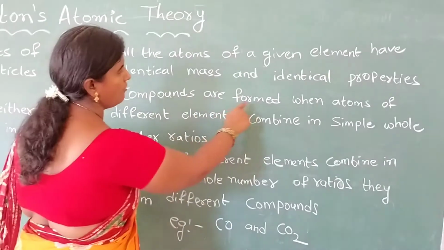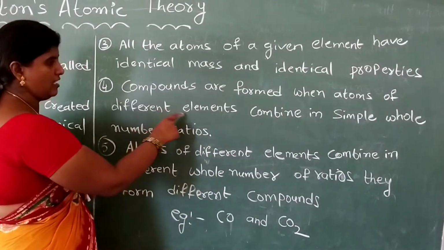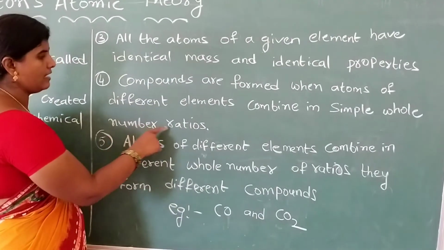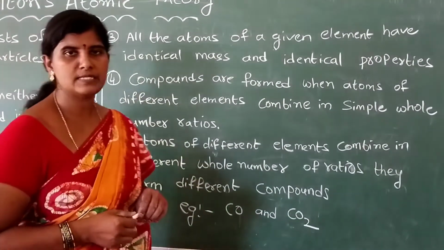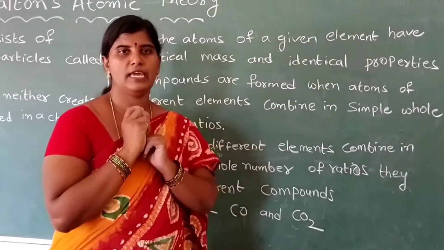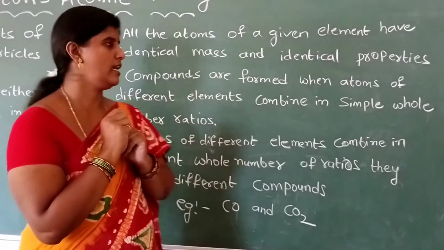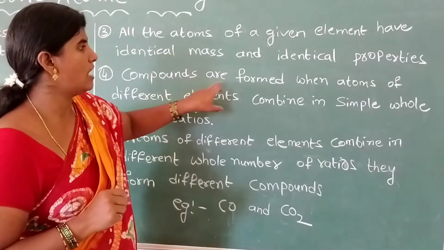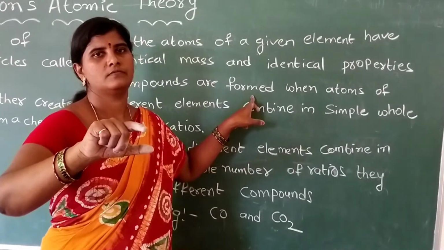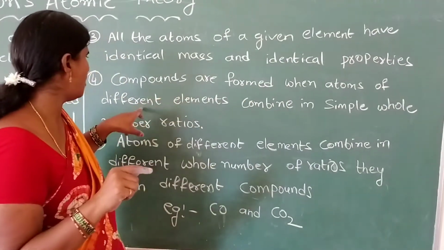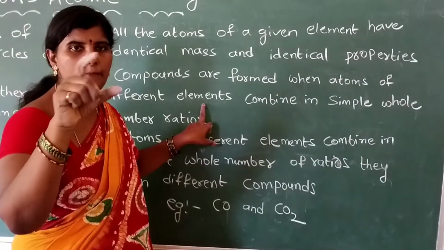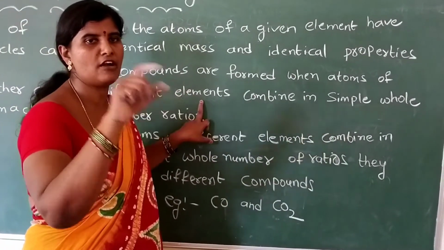Next, the fourth point. Compounds are formed when the atoms of different elements combine in simple whole number ratios. What is meant by a compound? A group of elements forms a compound. Compounds are formed when atoms of different elements, not a single element, combine to form a compound.